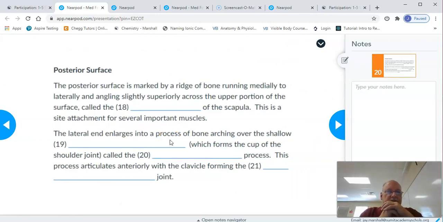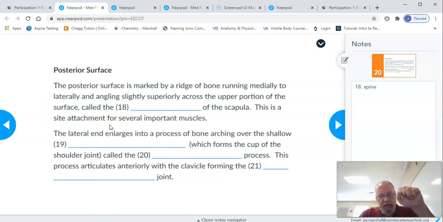Posterior surface, one large marking. The posterior surface is marked by a ridge of bone running medially to laterally and angling slightly superiorly across the upper portion of the surface, and this is going to be called the spine of the scapula. Okay, so this is the spine of the scapula, and you'll see that in the next diagram. And this is the site of attachment for several important muscles. It's like a handle that you can grab onto, grab a hold of, and yank on it, which is what the muscles actually do.